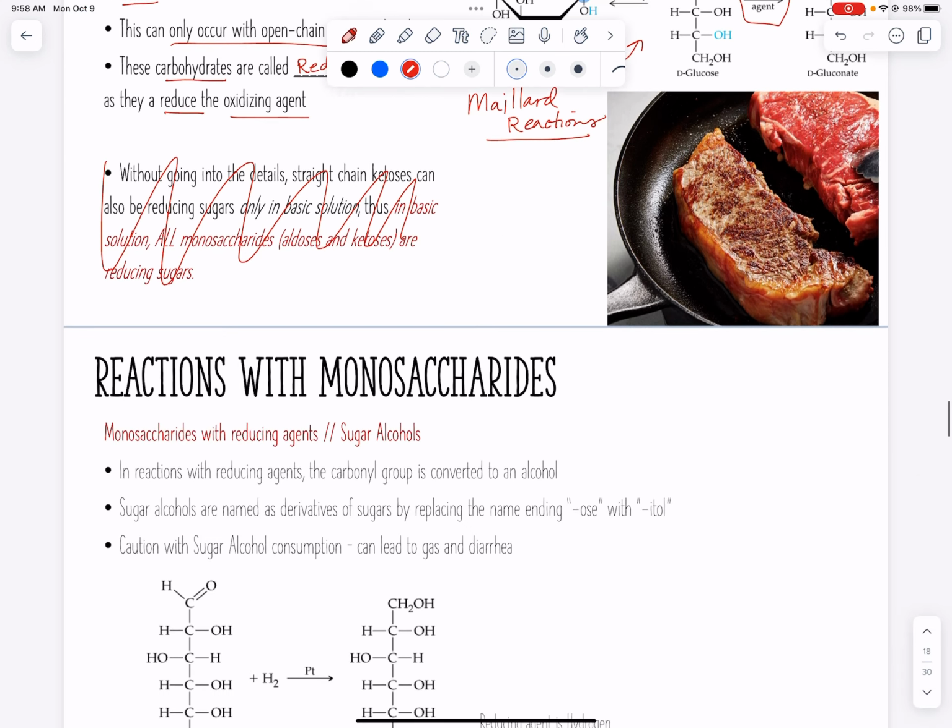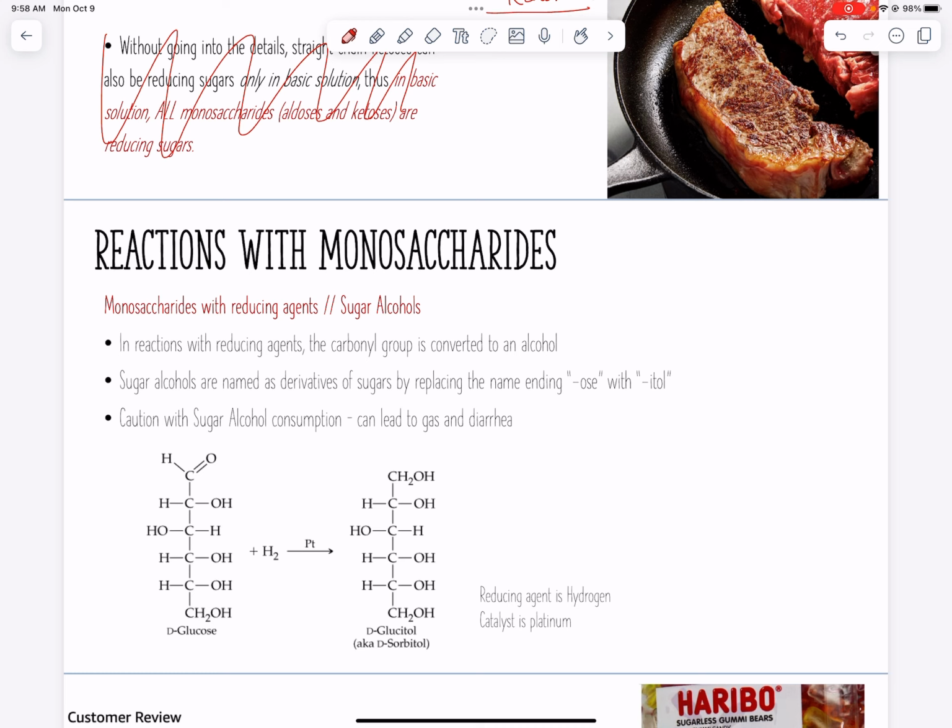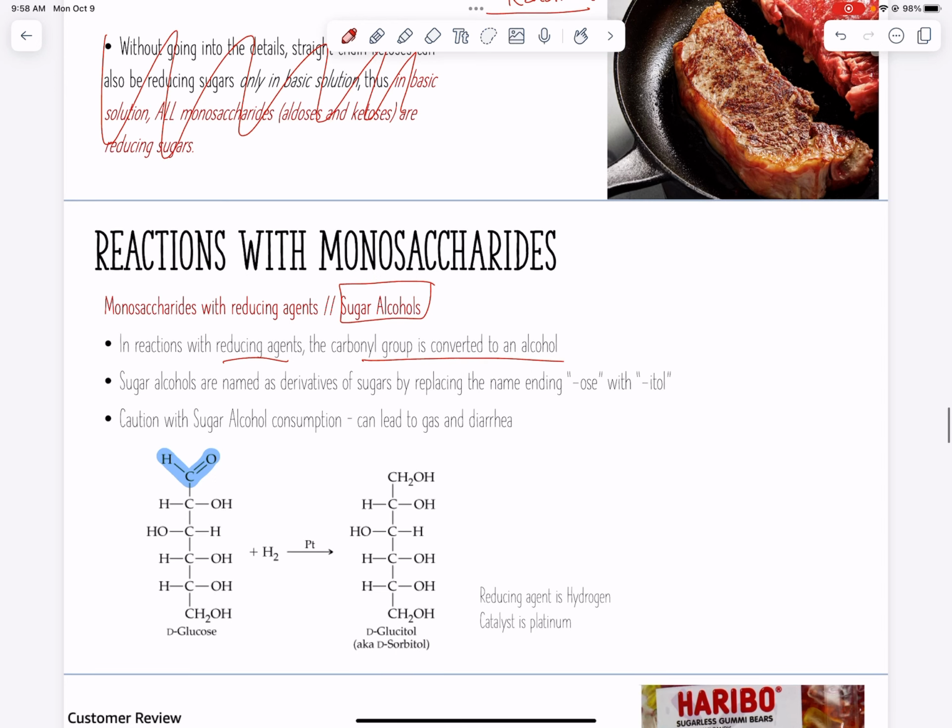Next reaction is the reduction of aldehyde sugars. Again, here is our aldehyde group. What happens when you reduce an aldehyde? I encourage you to pause and think through that before I just talk about it. We actually saw it in chapter 14 and chapter 15. Aldehydes are reduced into an alcohol. So it's reacting with a reducing agent and forming an alcohol, so we call these sugar alcohols.